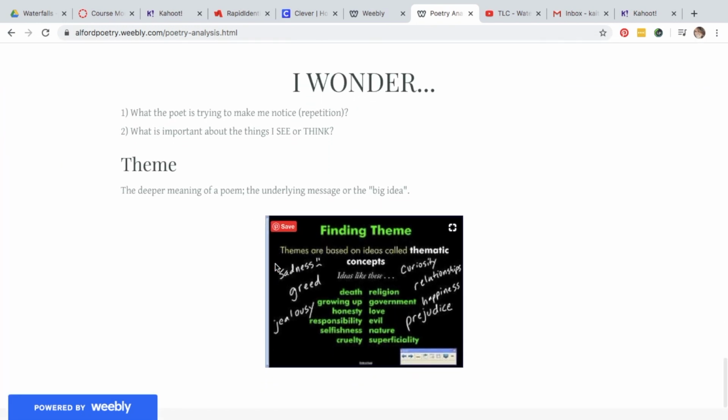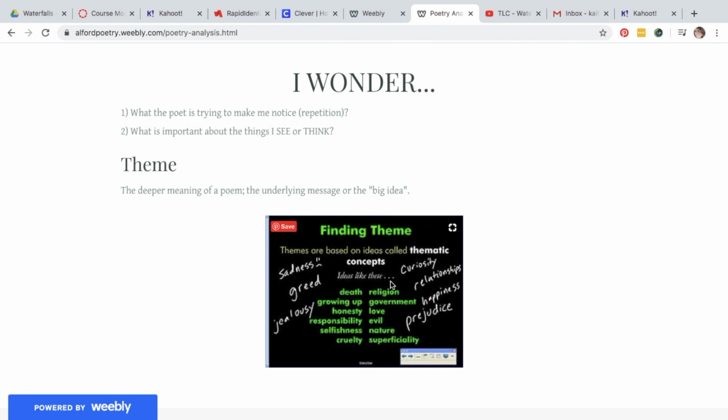The last step is the I wonder. Whenever you are getting down to the nitty-gritty, on that 3rd read, you've really spent time to sit and think about all the things, the figurative language, what do they mean? Now we have to bring it all together and say, what does the author actually mean? What is the actual underlying theme here? I usually try to ask kids 2 questions. What is the poet trying to make me notice, like through repetition? And why is it important, the things I see or think? And then going into the theme.